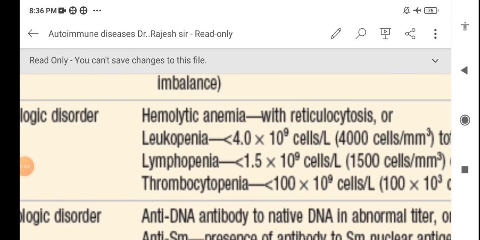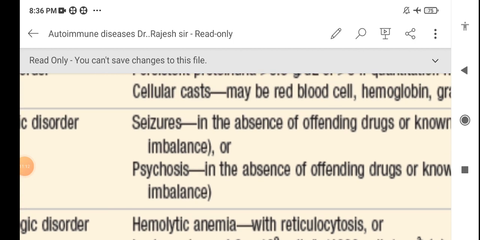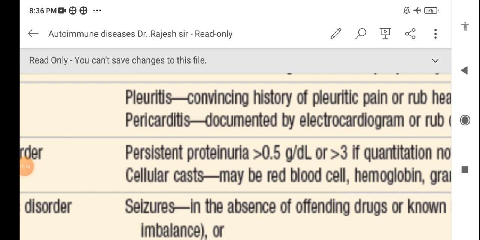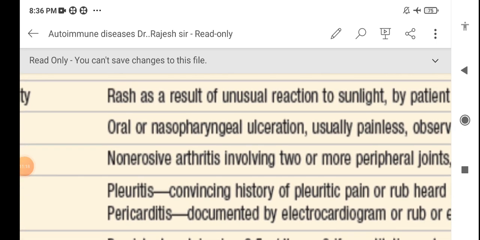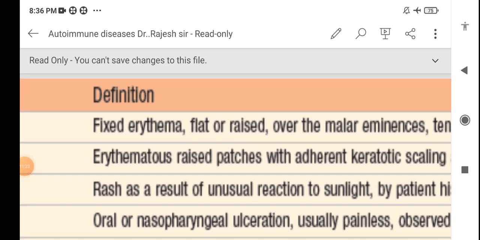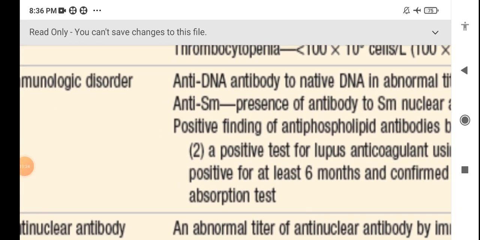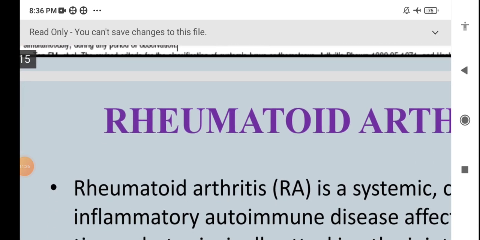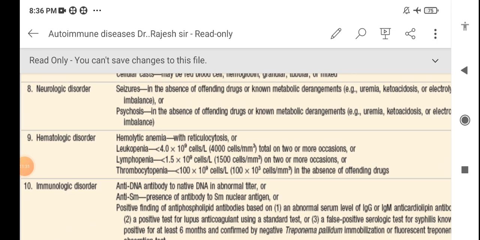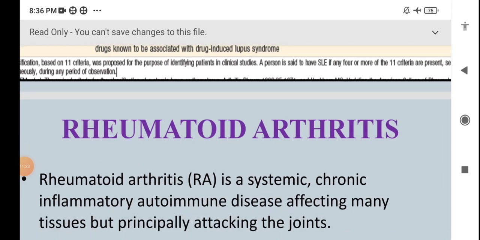So the patient has hemolytic anemia, leukopenia, lymphopenia, thrombocytopenia, seizures, psychosis, pericarditis, persistent proteinuria. So all these erythematous rashes, fixed erythema. So all these presentations here. So that is a basic representation in a tabular form of SLE.